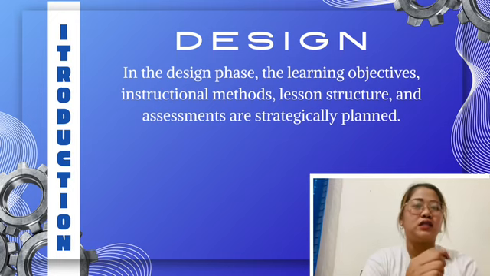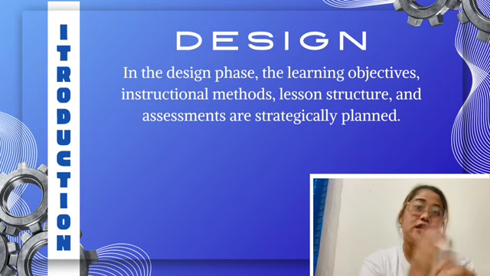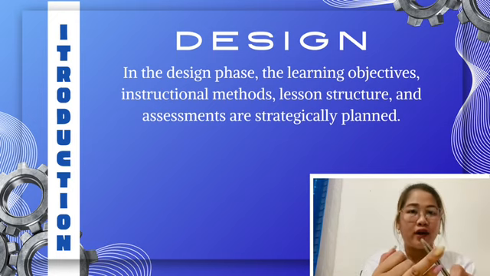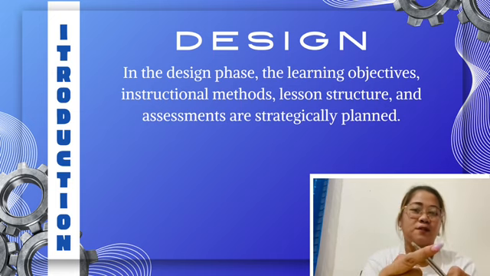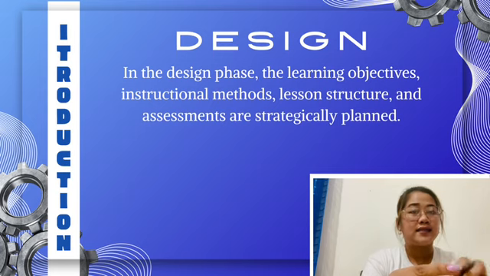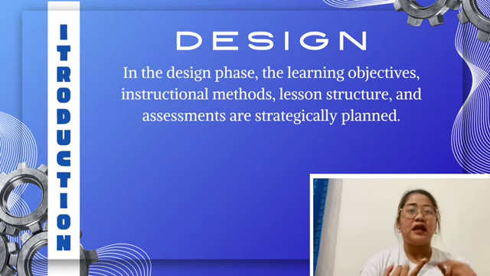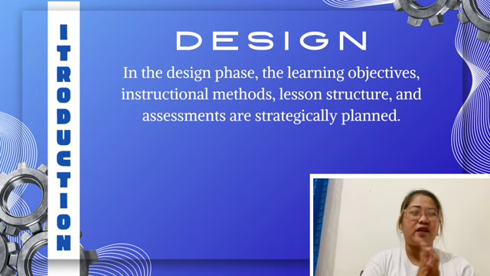For example, using discussion, group work, or digital tools like videos. Number 3 is lesson structure. What will the lesson look like step by step? For example, introduction, activity, discussion, and quizzes. So this is step by step. Number 4 is assessment. How will the teacher check if students learned? For example, through online quizzes, class participation, or projects.